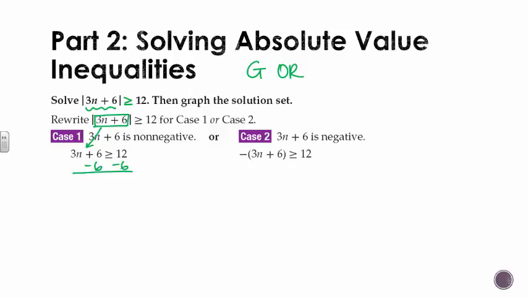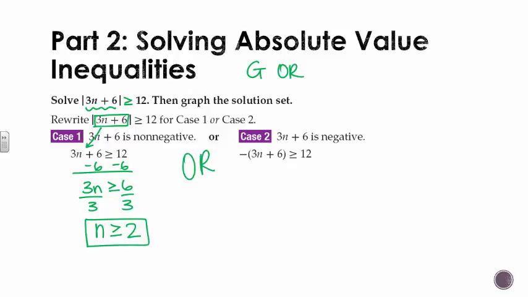We'll subtract 6 from both sides. We'll divide both sides by 3. So we get all the n's greater than or equal to 2. Or, remember, the stuff inside of here could be negative. And when that happens, to start solving it, we want to divide everything by -1. And when I divide by -1, this is going to stay the same, but I have to change my sign and change the sign on that number.